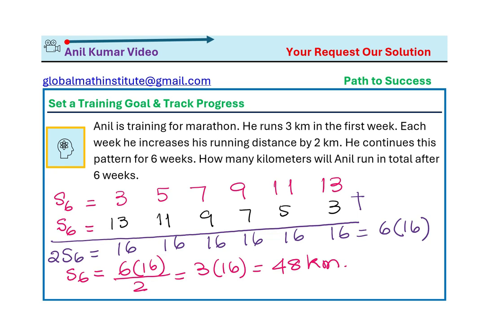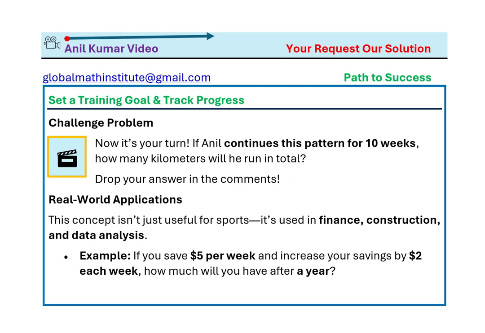Perfect. Now that brings us to a very important juncture. Since you have understood the whole method, here is a related challenge question for you. Are you ready to solve this question? Now it's your turn, right? If Anil continues this pattern for 10 weeks instead of 6, how many kilometers will he run in total? That's the question. So it is beginning from 3 and adding 2 each time, right? So that is the series for which we want to add 10 terms.